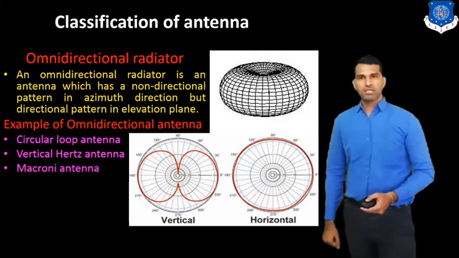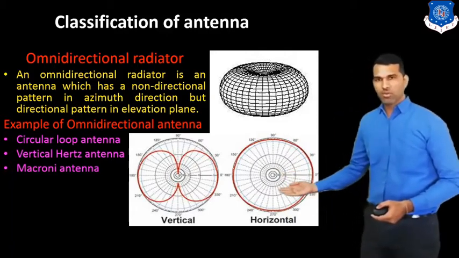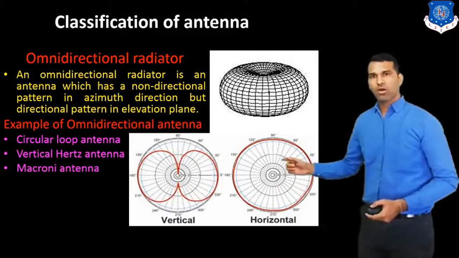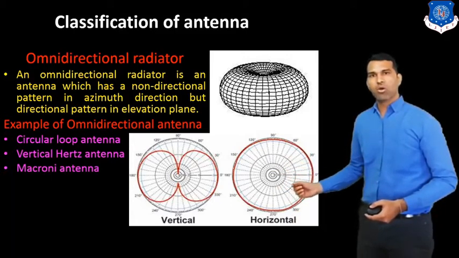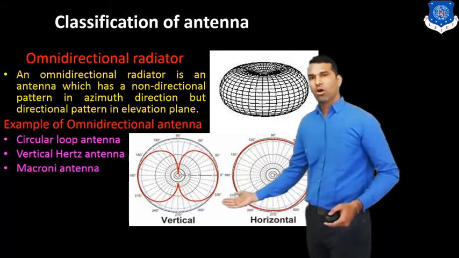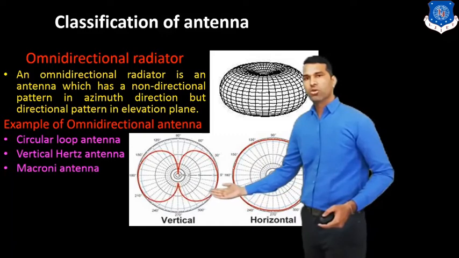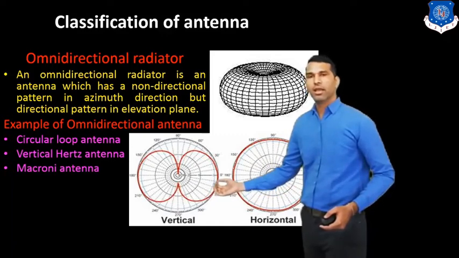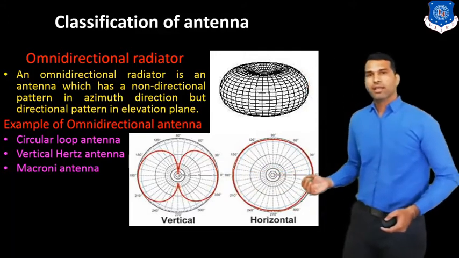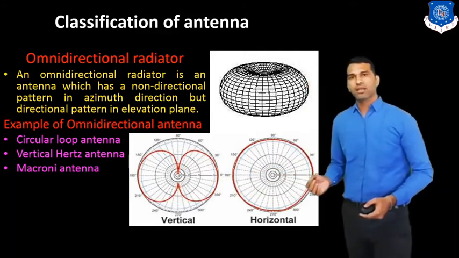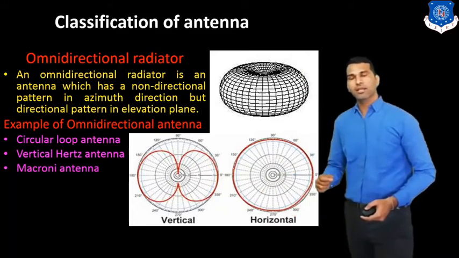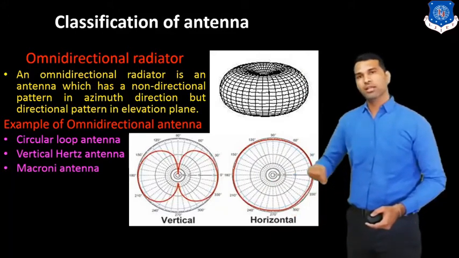Here you can see this is the horizontal plane radiation pattern. It radiates equally in all directions in the horizontal plane. But this is the vertical plane of the radiation pattern, so it does not radiate equally in the vertical plane. It is like a directional pattern in the vertical plane, and in the horizontal plane it radiates an equal amount of energy in all directions.